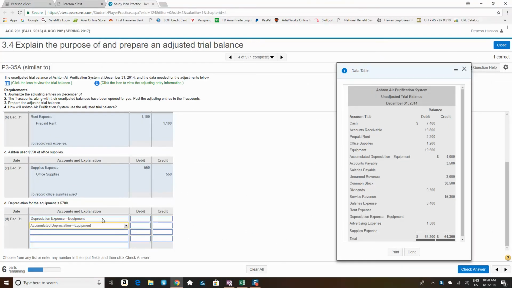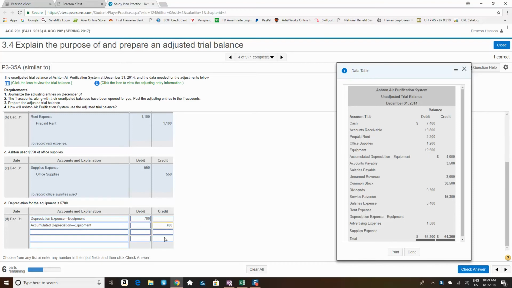So we don't have to calculate the depreciation in this example. In a future chapter, you would have to actually come up with the $700, but they're giving it to you. So I'm going to increase the depreciation expense with a debit, and I'm actually increasing a contra asset account called accumulated depreciation, which has a reducing effect on the equipment, by 700.